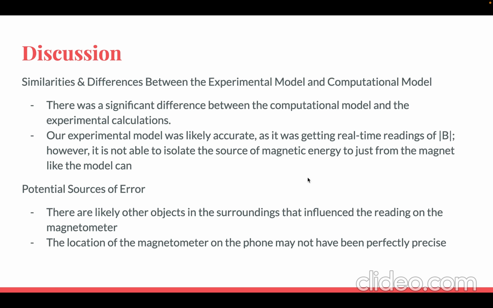So some potential sources of error would be exactly that: there are other objects in the surroundings that are going to influence the reading that our phone gets, as well as we don't know the exact coordinates of the magnetometer. We're just making our best guess based on the magnetic readings.